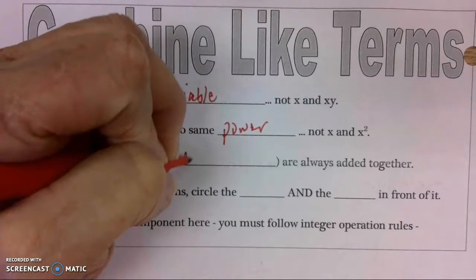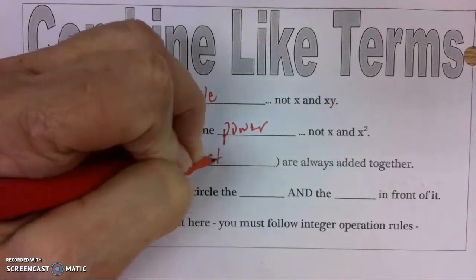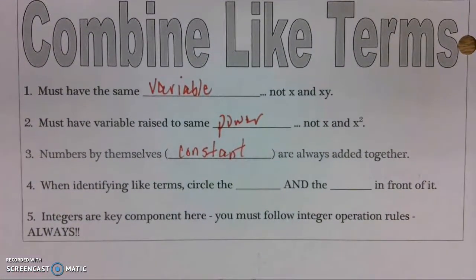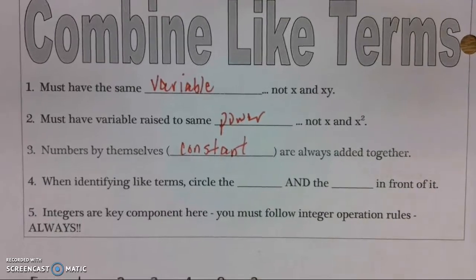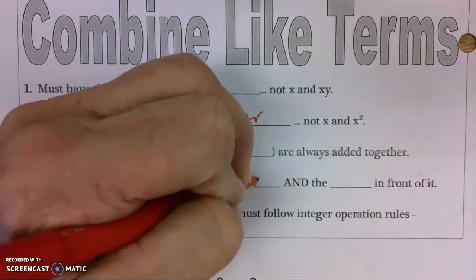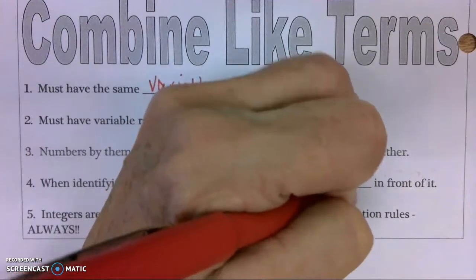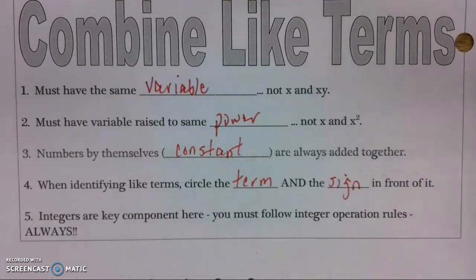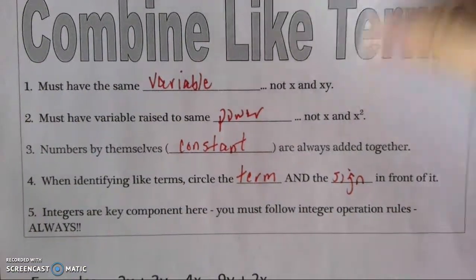Numbers by themselves, and remember, we call those numbers by themselves constants, are always added together. And when you're identifying like terms, circle the term and the sign in front of it. Okay, because I want to make sure that that negative sign, that subtraction sign, stays with the number. And then always remember that integers are key components here. You must follow your integer operation rules. Always. So, let's take a look at my first example.